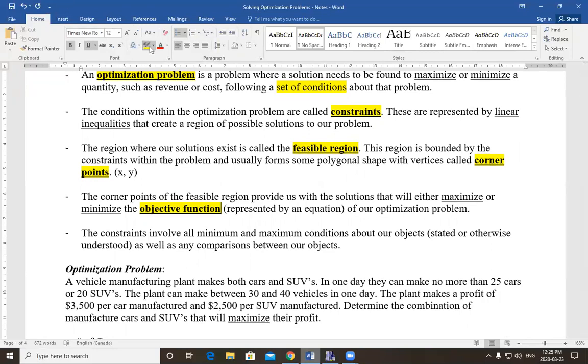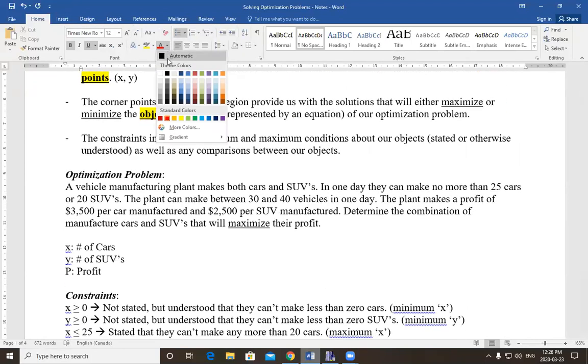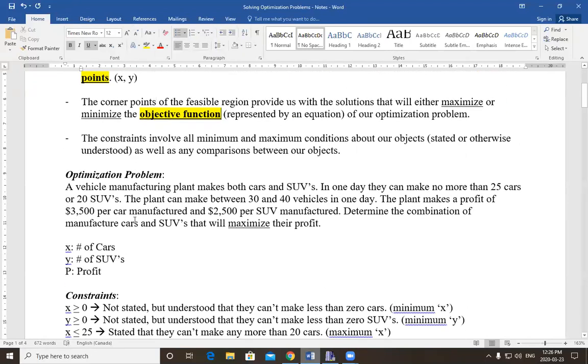So we'll begin. All right, here's an example. A vehicle manufacturing plant makes both cars and SUVs. In one day, they can make no more than 25 cars or 20 SUVs. The plant can make between 30 and 40 vehicles in one day. The plant makes a profit of $3,500 per car and $2,500 per SUV.